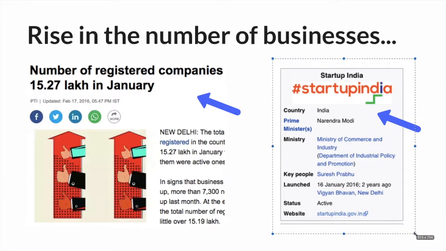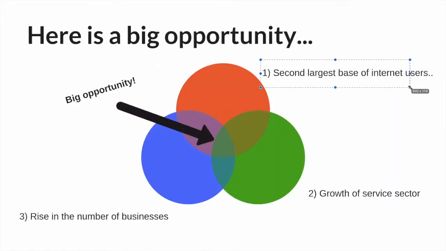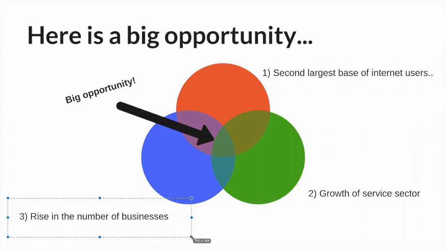We have a lot of initiatives by the prime minister of our country, that is Startup India. This is encouraging other entrepreneurs and people to start a business. So what does this mean? The number one thing we learned was that India is becoming the second largest base of internet users. This means that a lot of people are spending time on the internet. The next thing we learned was that there's a rise in the number of businesses.